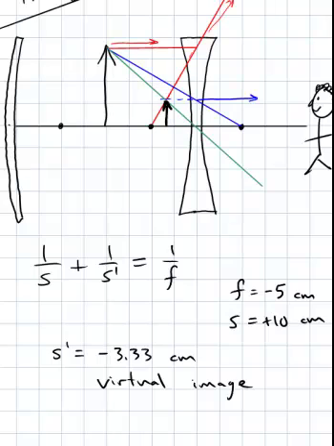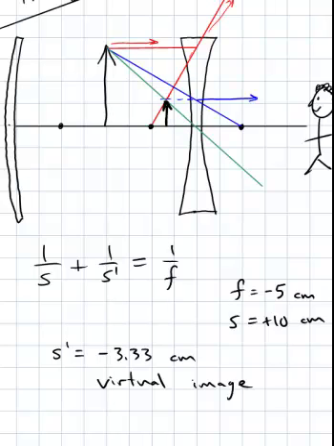Right, the rays of light don't intersect at the image. They diverge, and it's as if they're coming from an image on the left side of the lens. That's a virtual image. And negative 3.33 centimeters.